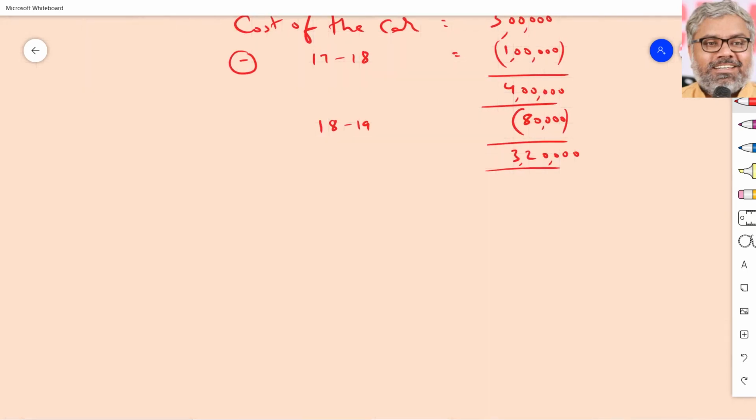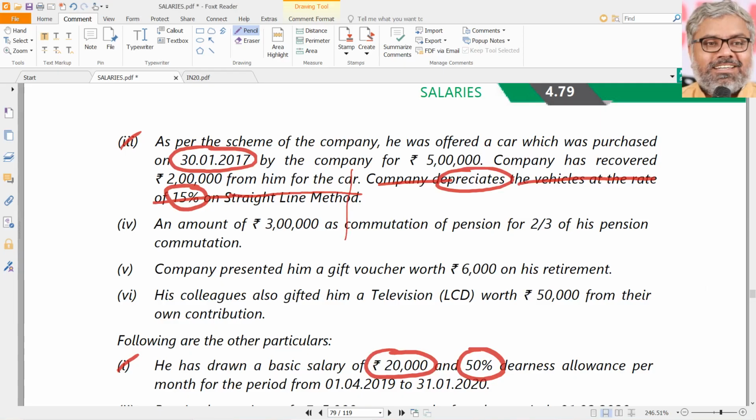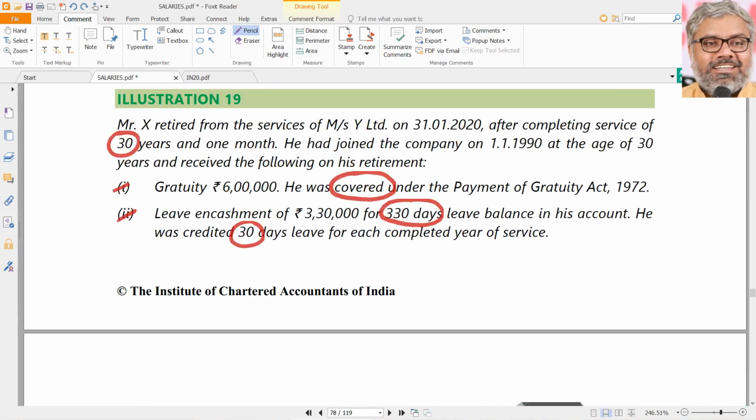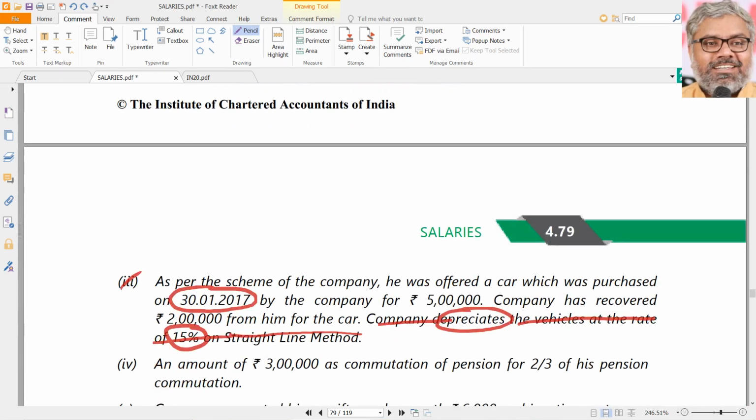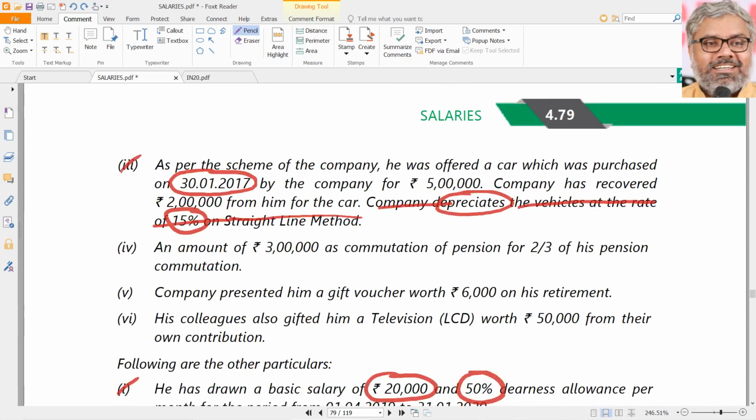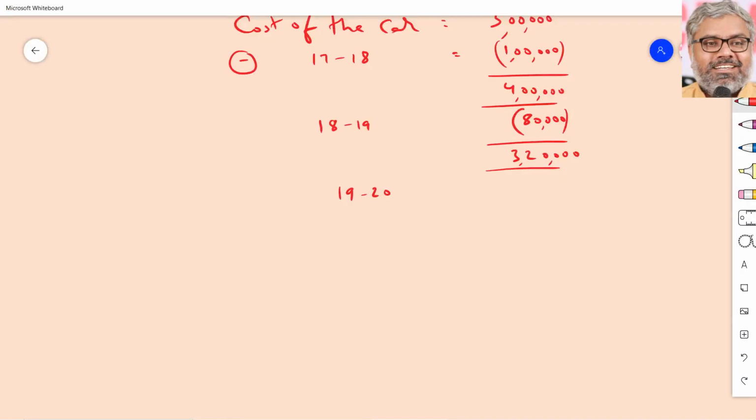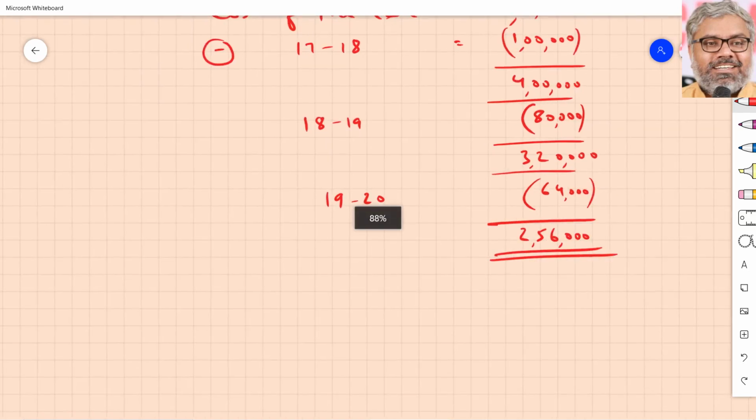Then 19-20, did it complete? That you have to check very carefully. Yes, it completed because he retired on 31st January, whereas the car was purchased on 30th January. That means 1 year completed. 19-20 is also fully completed. So 3 lakhs 20,000 into 20% means 64,000 is the depreciation for that particular year, which also should be provided since the year is completed. Then how much is remaining? 2 lakhs 56,000 is the depreciated value of the car according to the Income Tax Act.